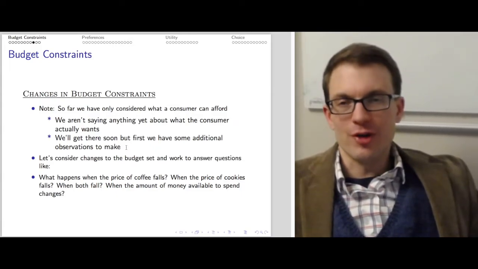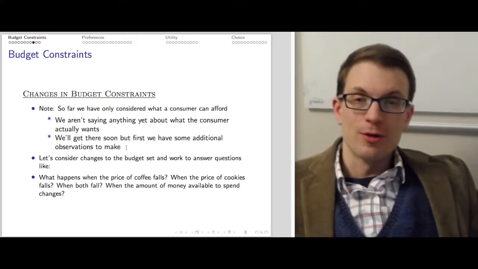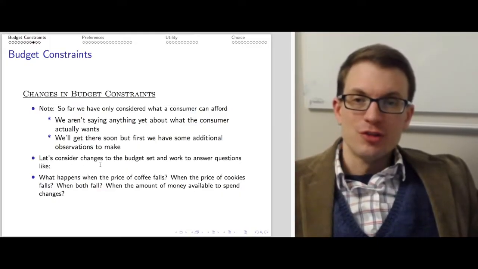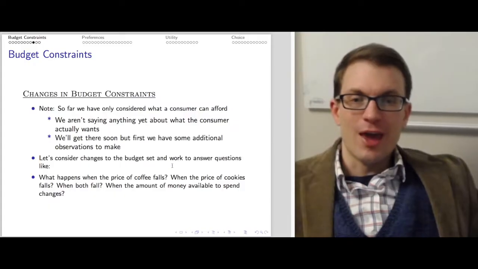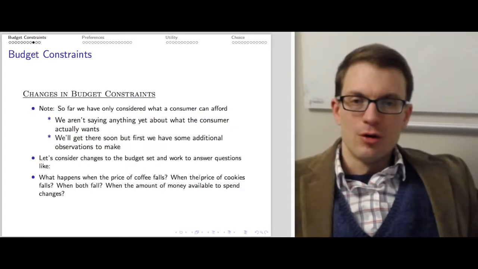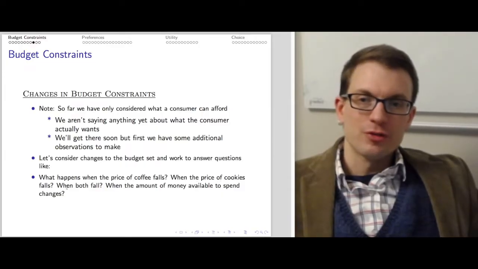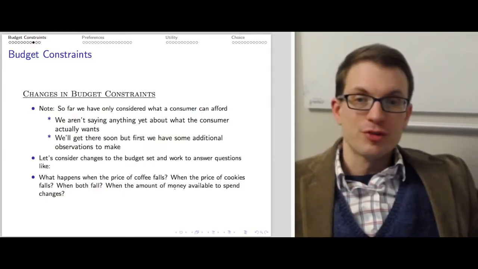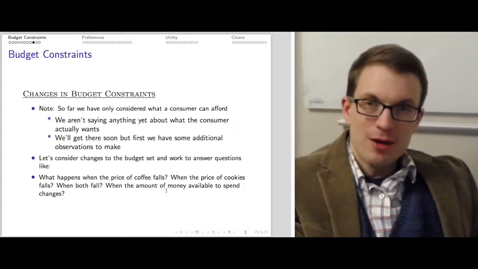One of the things I want to talk about is how the budget constraint, or the budget set, can change. So let's consider changes to the budget set, and let's work to answer questions like, what happens if the price of coffee falls? What happens if the price of cookies falls? What if both fall? What if something changes the amount of money I have to spend?